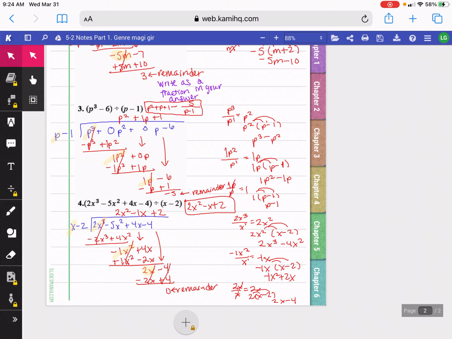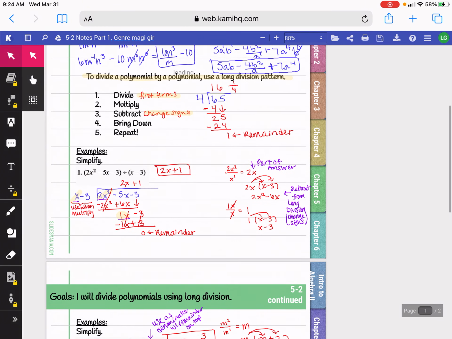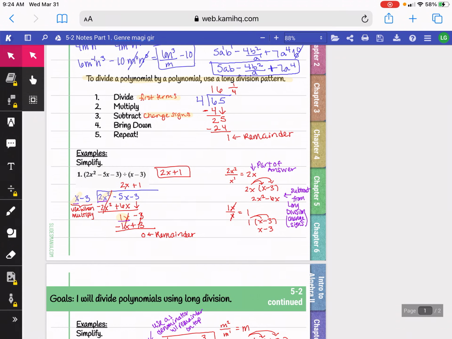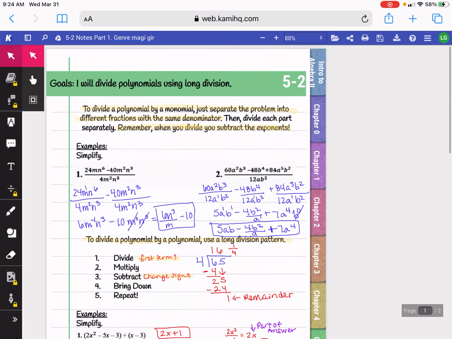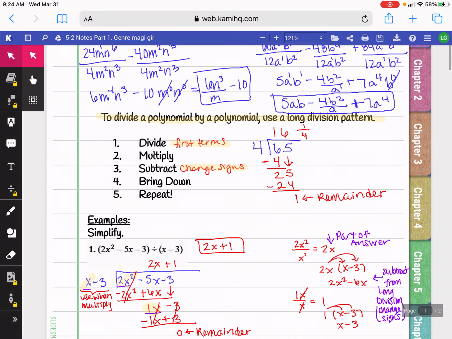These do have a lot of steps, but they are repetitive. So just make sure you're referring to this when you're doing your problems. Again, the steps are here. You always start by dividing those first terms. Whatever you get, write it in your answer. Then you're going to multiply it by whatever you were dividing by. Make sure whatever you get when you multiply, you want to subtract it from the long division.